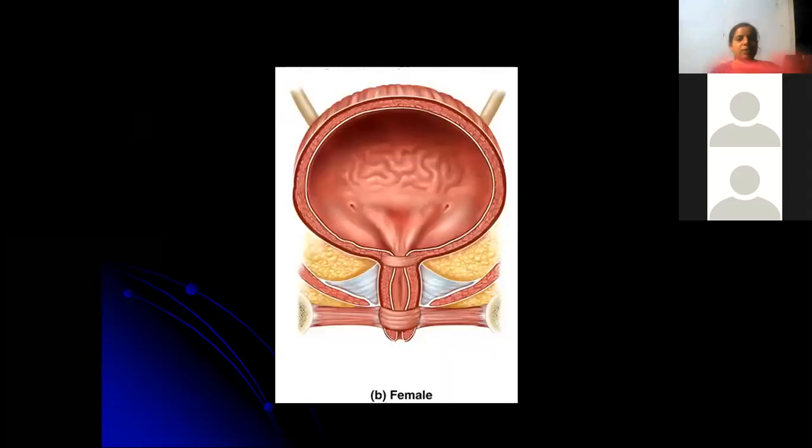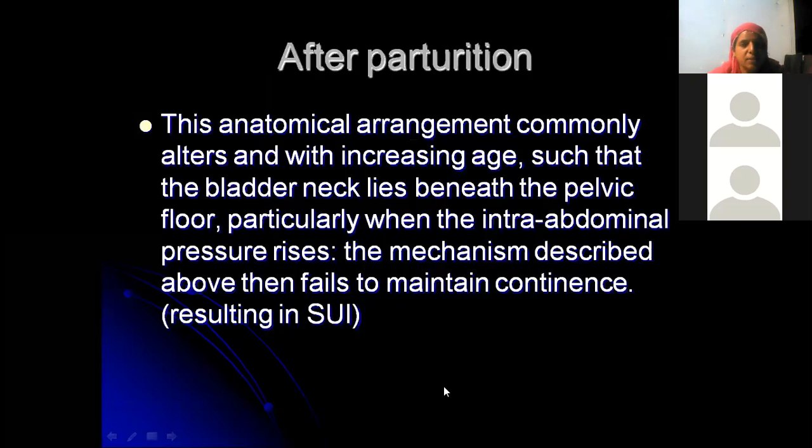So here also you can see better. The mucosal folds you can see there. You can also see the trigone. This is all mucosal fold. This is trigone area. This is the internal urethral sphincter. Okay. This is the urogenital diaphragm. Here prostate gland is not there because it is females.